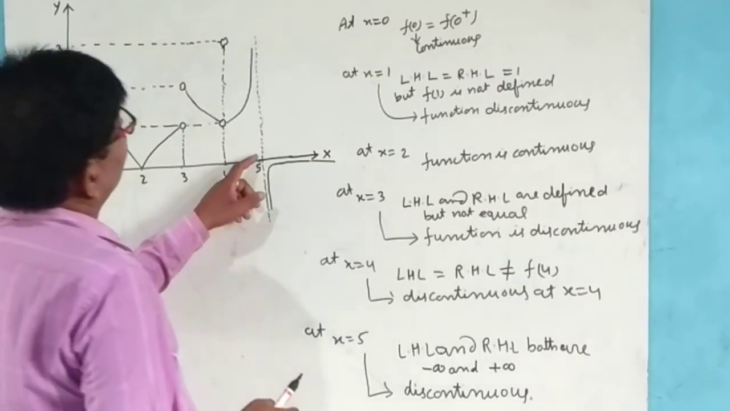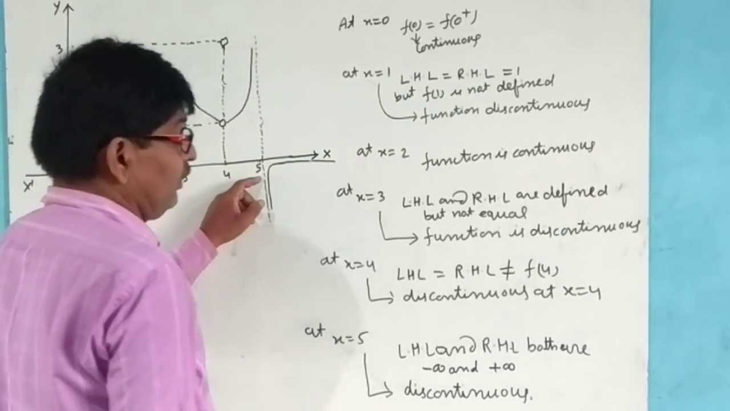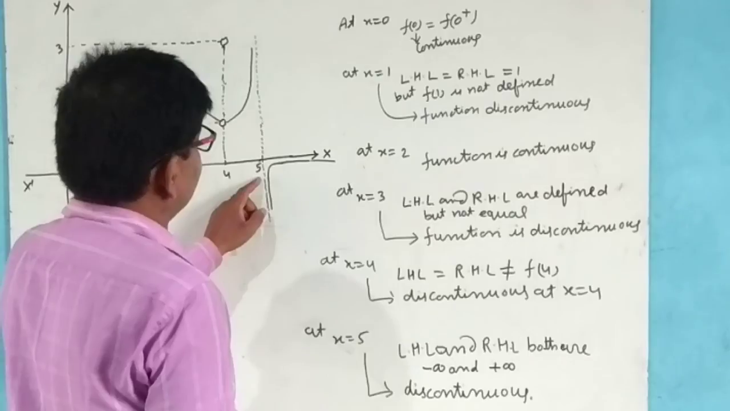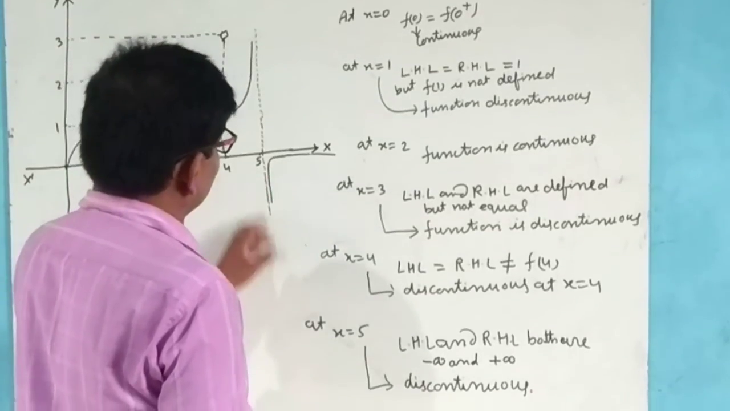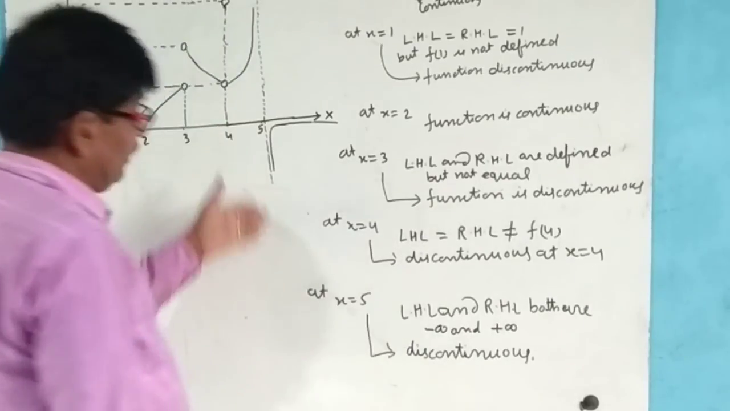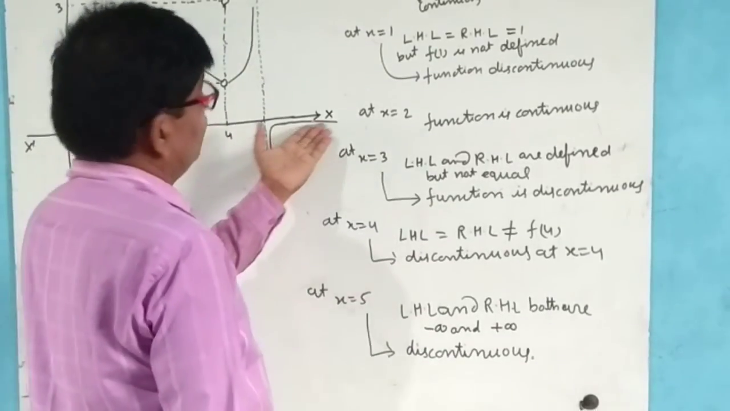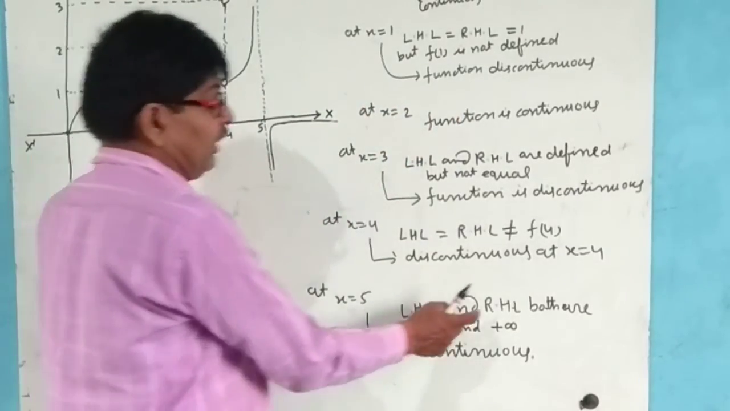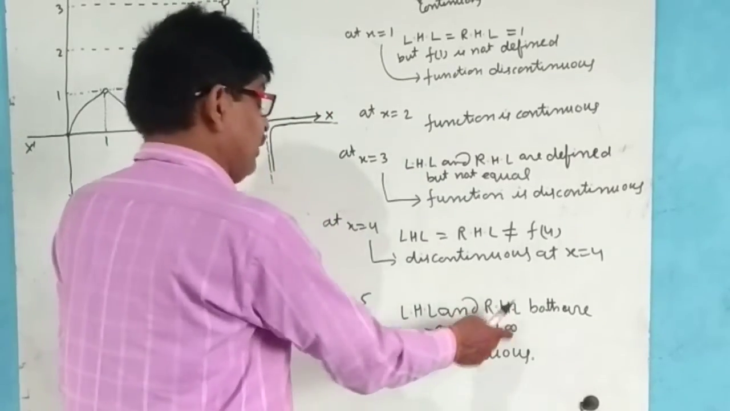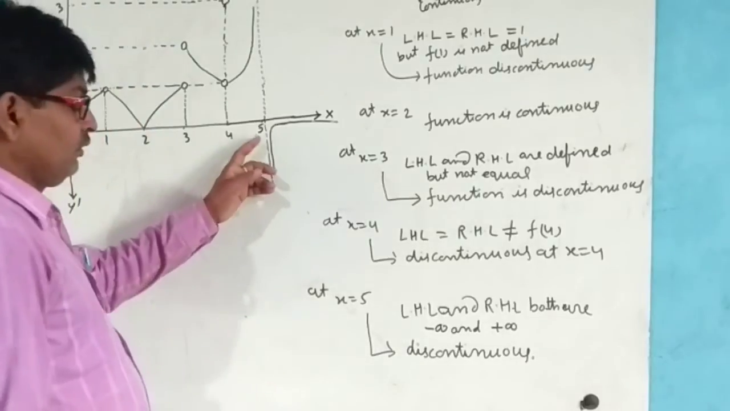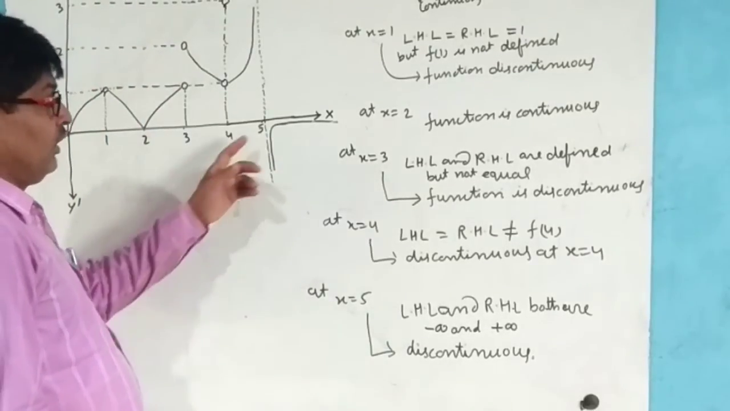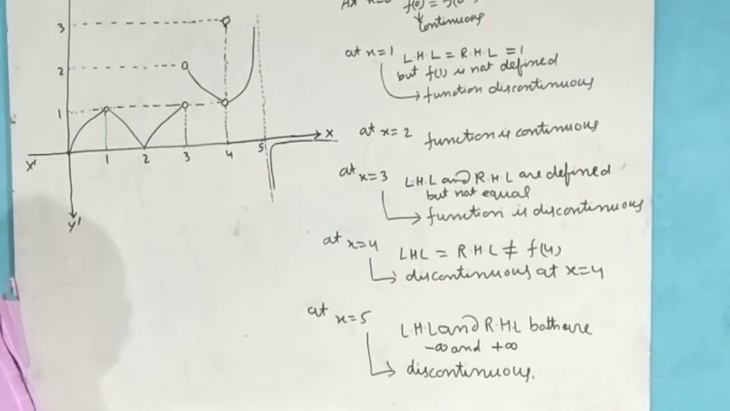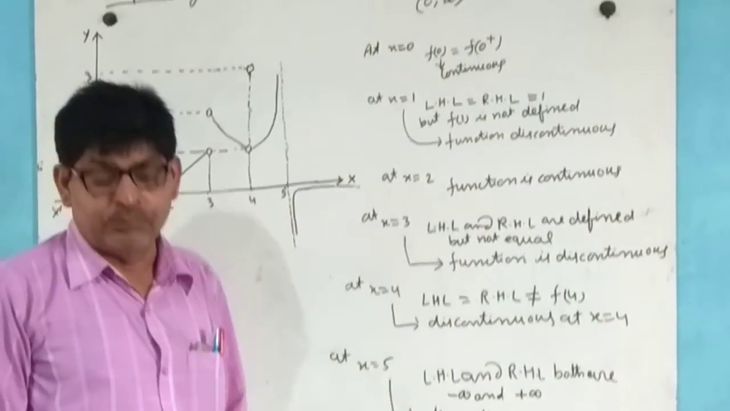Now at x equal to 5, the left hand limit goes to infinity in the negative direction, minus infinity, and the right hand limit goes on in the positive direction, plus infinity. So this is discontinuous at x equal to 5. Now we discuss further problems.